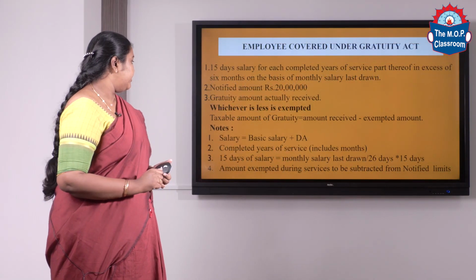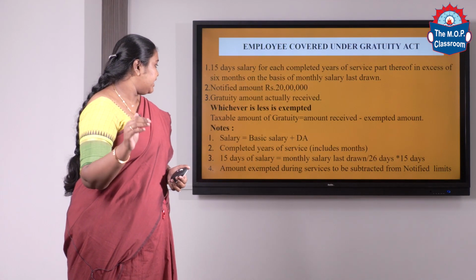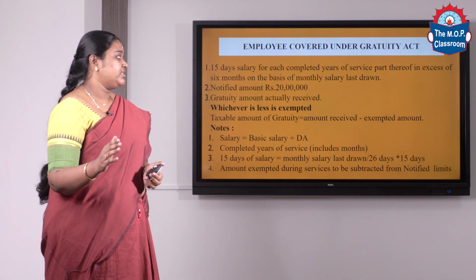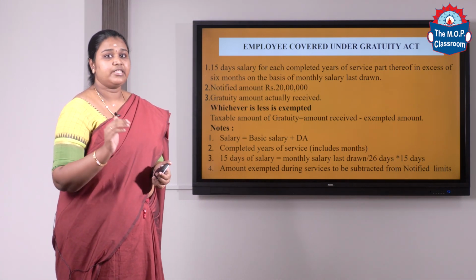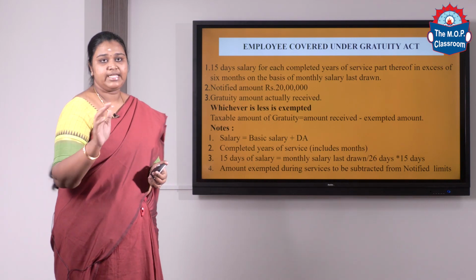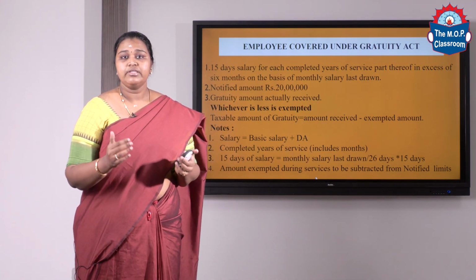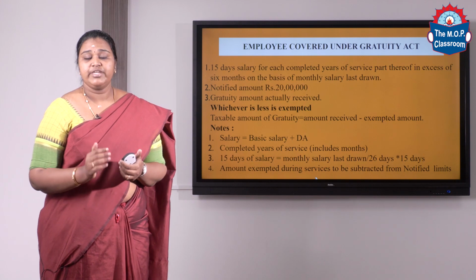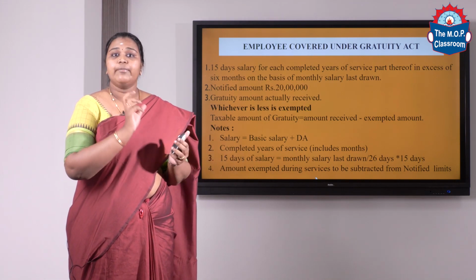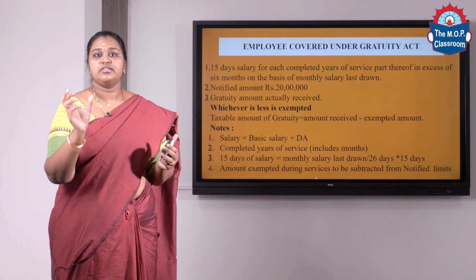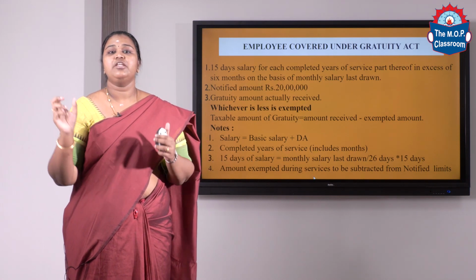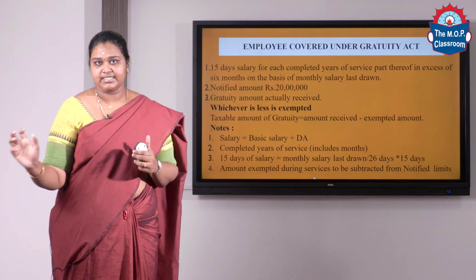The next point is that the amount exempted during service is to be subtracted from the notified limit. The notified limit is rupees 20 lakhs. Any amount that you have received as gratuity during your service, the amount that was exempted during your service, will be subtracted from the notified amount of rupees 20 lakhs.